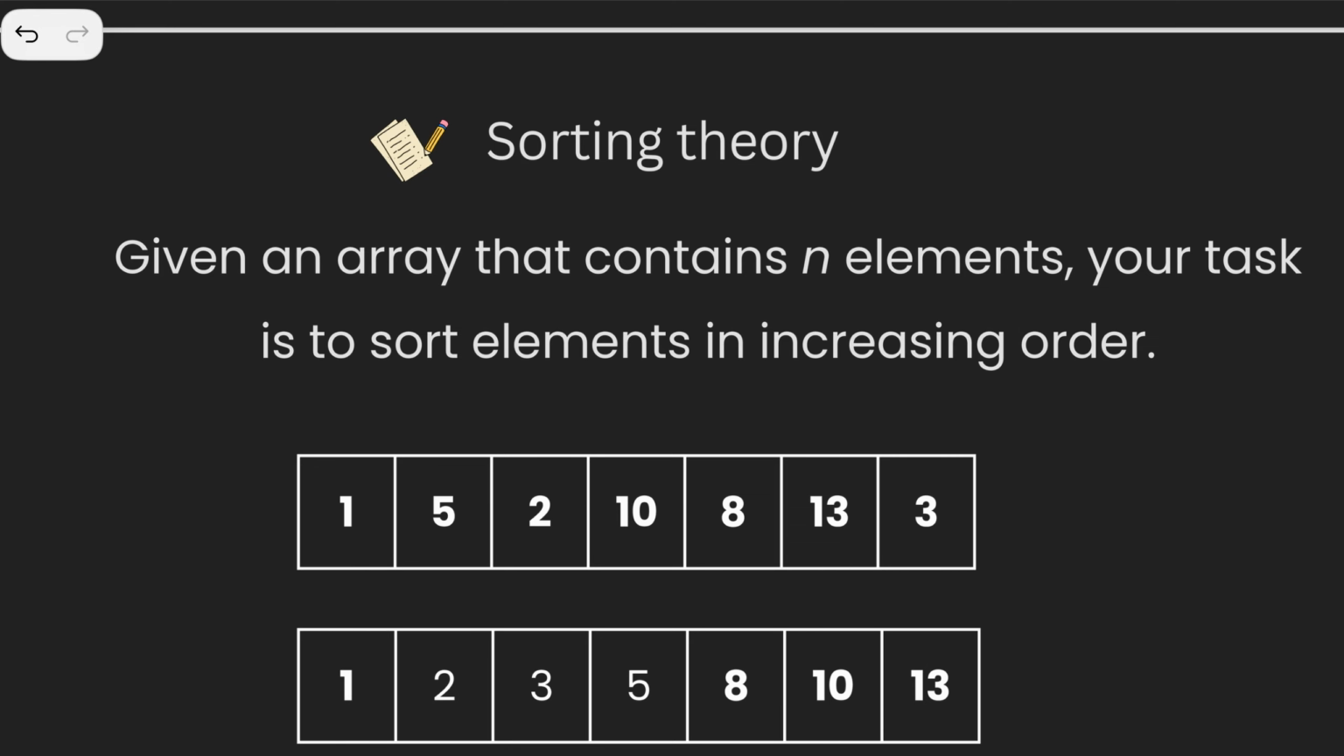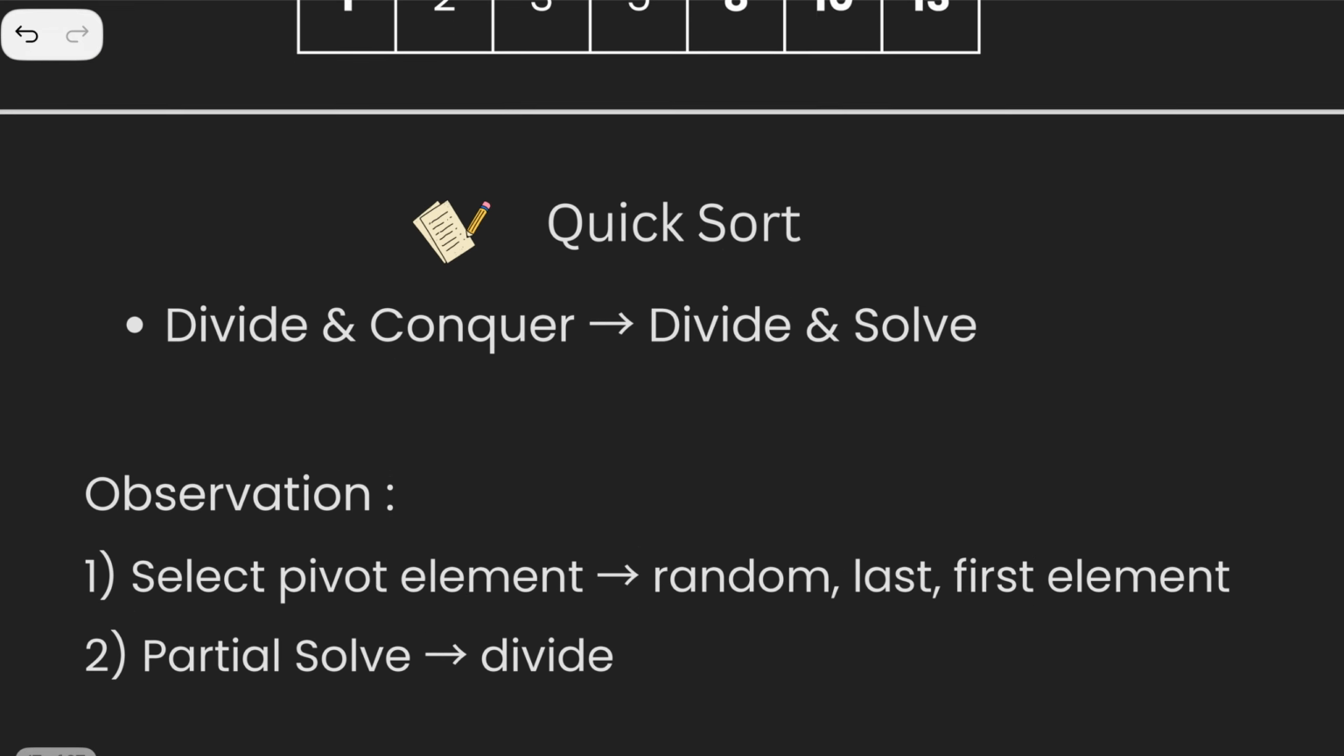Given an array that contains n elements, our task is to sort the elements in increasing order. That means we need to arrange the elements in such a way that they are all in increasing order or decreasing order based on the requirement. If you look at the first array, all the elements are pretty much in random order. And if you look at the second array, elements are in increasing order, right? So this is the input array that we will get, and this is what we want to produce. So let's start quick sort.